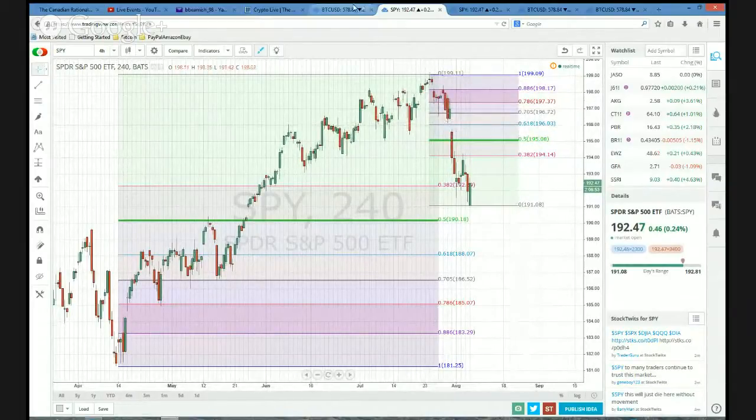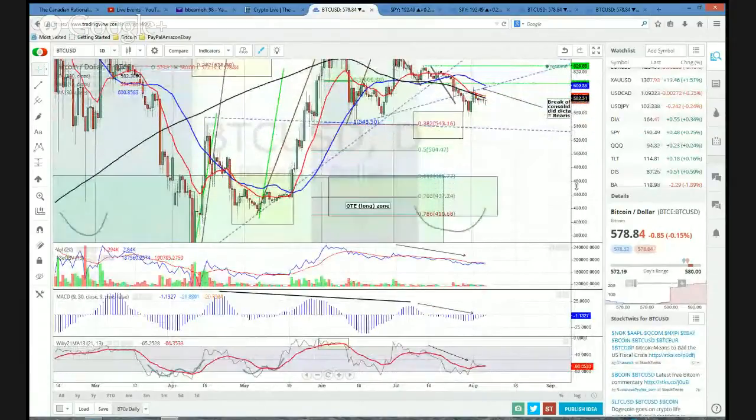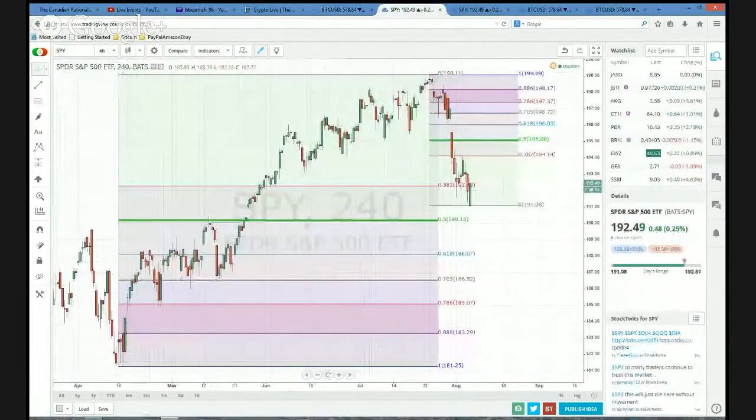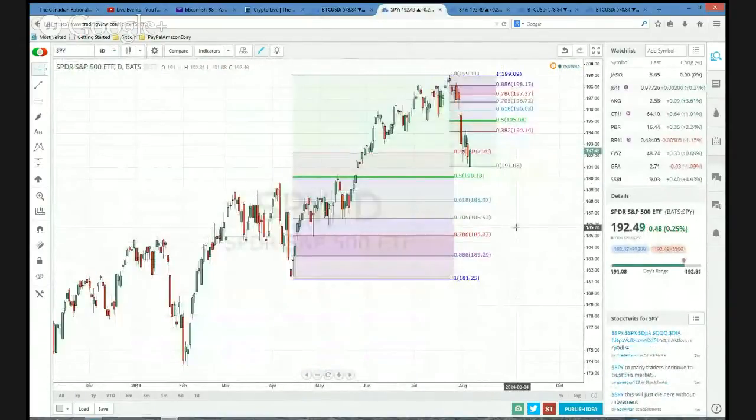Anyway, the most important thing with regard to Bitcoin is what I noticed, and really this is a 4-hour chart. We should probably be looking at the daily for you guys here.